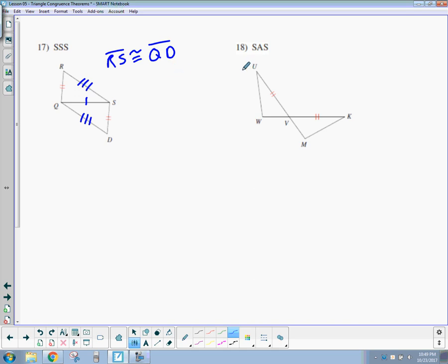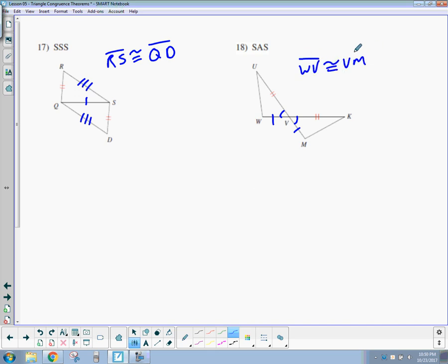Alright, now we're back. Side, angle, side. Again, we're sandwiching the angles. It's vertical angles. We do not need to state that. We do need to state these other sides so we can sandwich the angle. So WV needs to be congruent to VM.